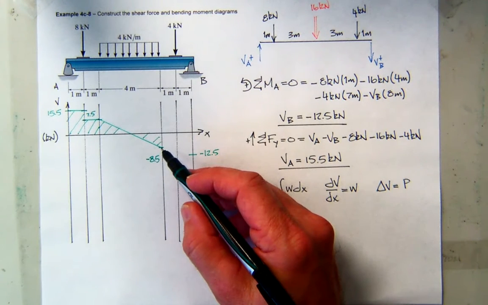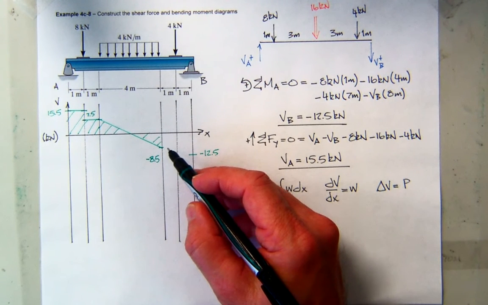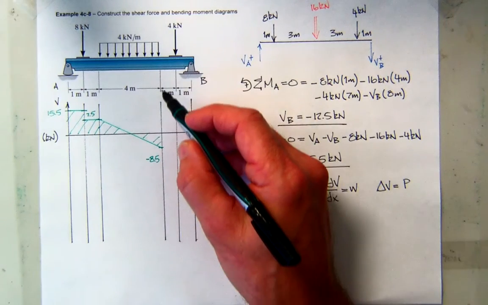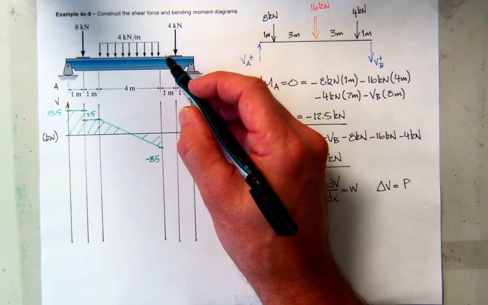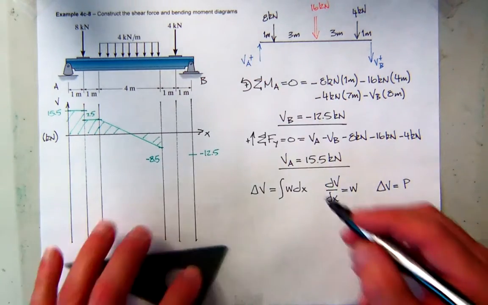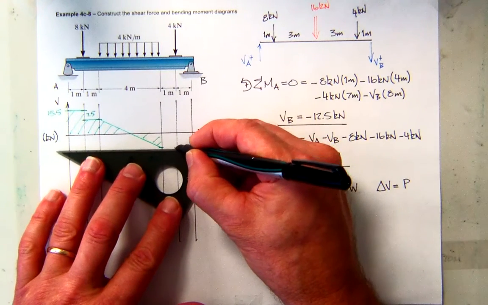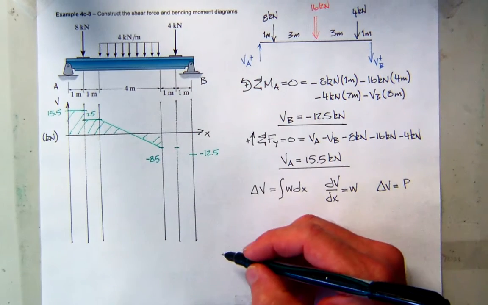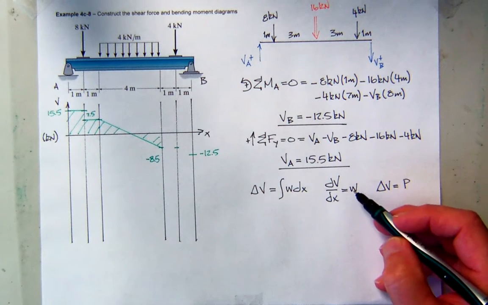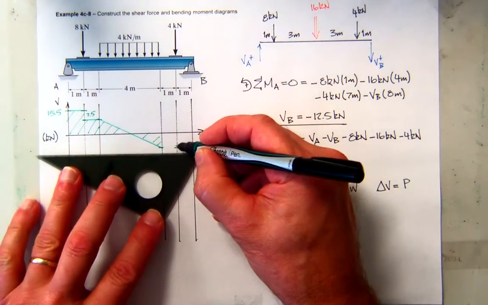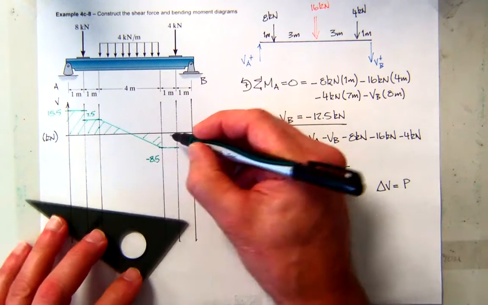What's the change in shear from this point to this point? You go up and look at the area on the load curve, which is 0. So there is no change. It stays 8.5. And the slope is given by the load. The load is 0, so that's a horizontal curve.